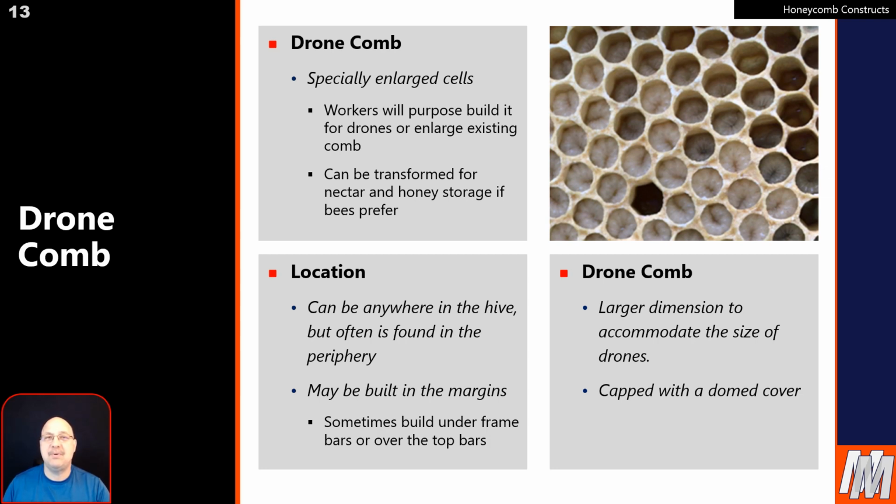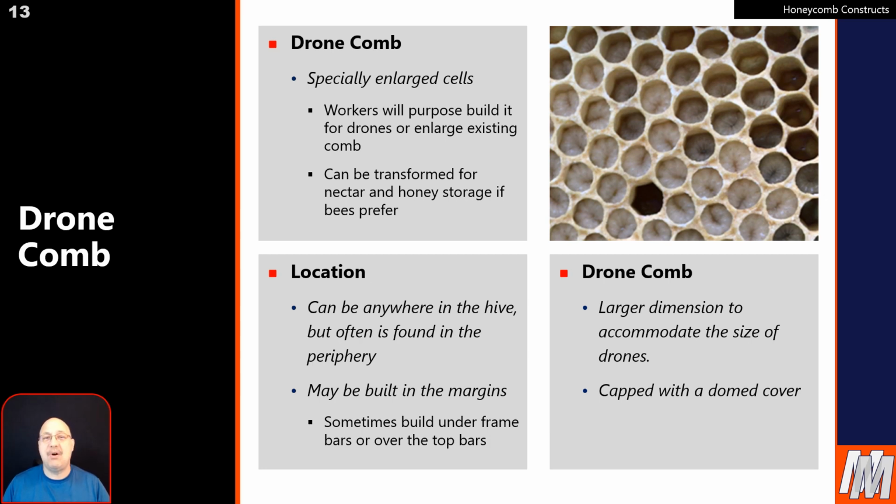It is transformed into drone comb when the queen lays an unfertilized egg in the cell for a drone. Like a worker, the production of a bee results in a cocoon embedded in the wax and the cell being transformed from a simple wax cell to a drone brood cell.